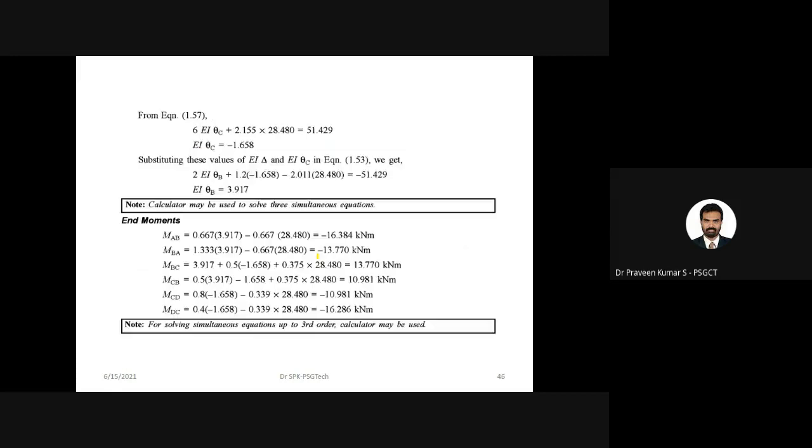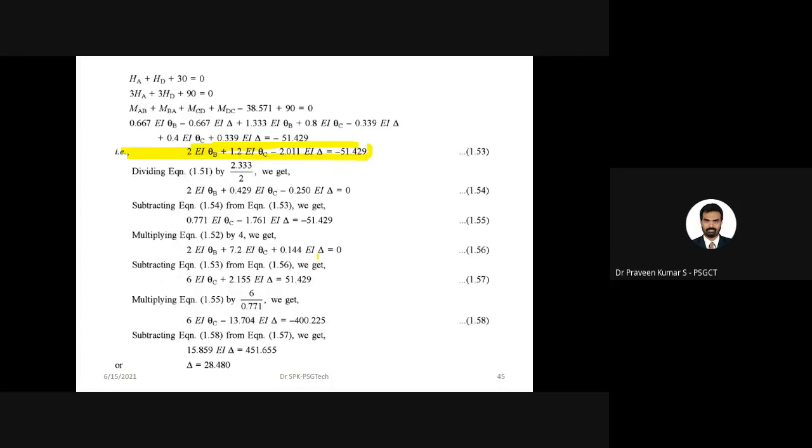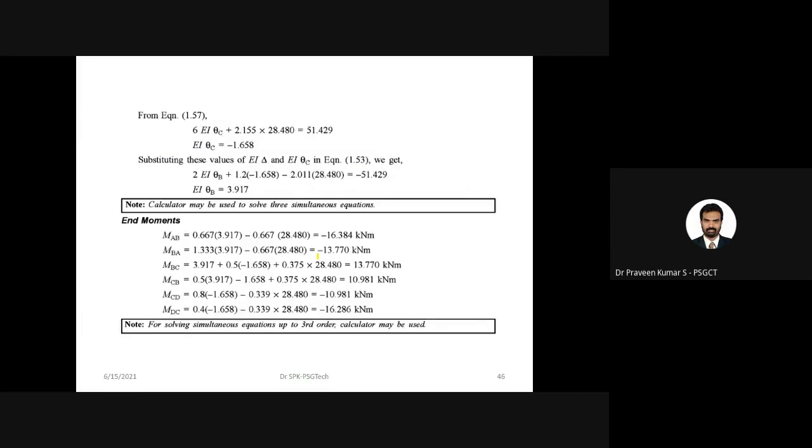So your del is 28.480, and from that EA theta C equal to minus 1.658, EA theta B equal to 3.97. If you do not want to go for these kind of mathematical calculations, you can use your calculator to resolve these three simultaneous equations and get the values easily. Substitute these values in your slope deflection equation and get the values of MAB, BA, BC, CB, CD and DC.